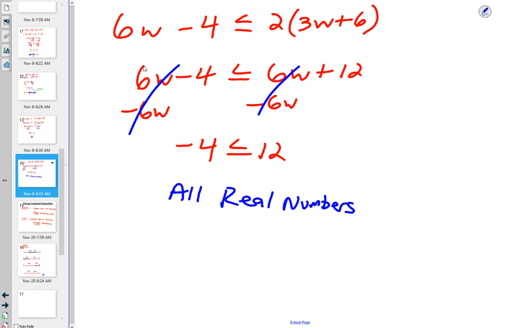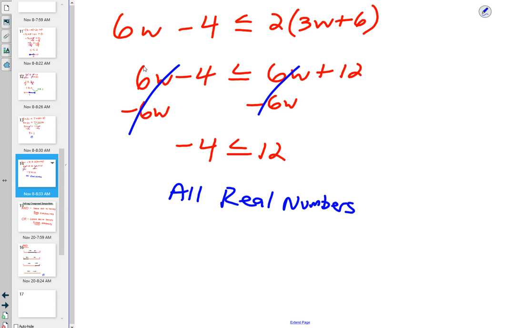Well, wait, Mr. Romero, do we have to graph that? Well, this one, you actually could graph. But if I were to graph every single real number, what would the graph look like? What would you shade? Well, you would shade the entire number line, and there's obviously no need to do that. You're not gaining anything. So you don't have to graph these either.